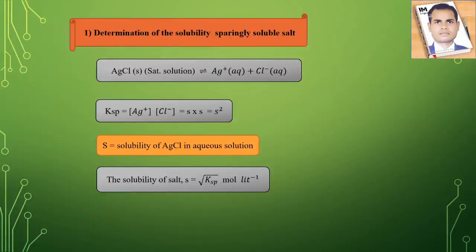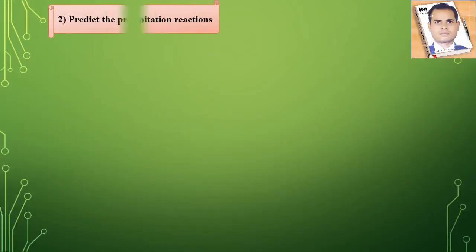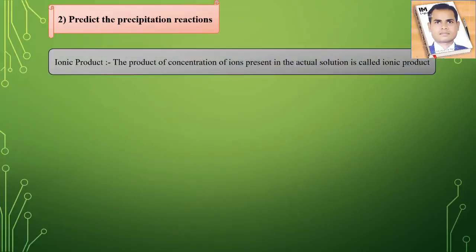Now we are going to see the second application, that is predicting the precipitation reaction. With the help of this, we can determine whether any kind of substance will be precipitated or not. Before that, we should know what the ionic product is. The ionic product is the product of the concentrations of the ions present in the actual solution.